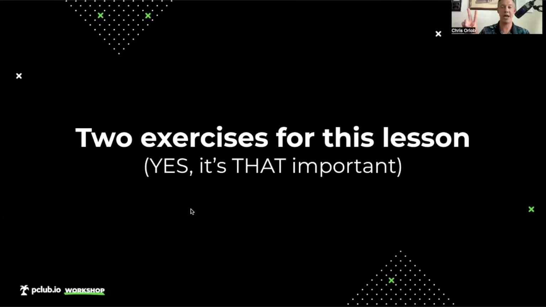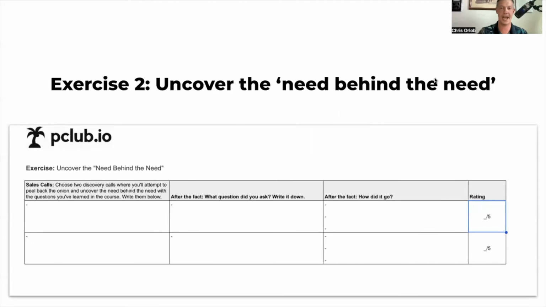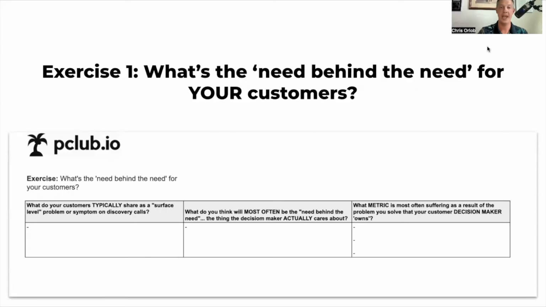Okay, so we're going to close out this lesson with 2 exercises. That is how important this lesson was. We're actually going to do 2 of these, and I want you to do both before you move on. So exercise 1, again, you can find these in the exercise section, is: what does this look like in your world, right? What's the need behind the need for your customers? I want you to start translating this concept into what it looks like in your selling environment.